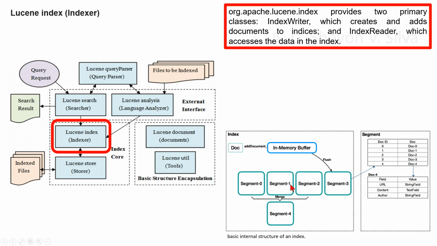This figure shows the basic internal structure of an index. The data in a segment is represented abstractly rather than as a realistic representation of actual data structure. Index. This is similar conceptually to a database table, but differs in some important ways.